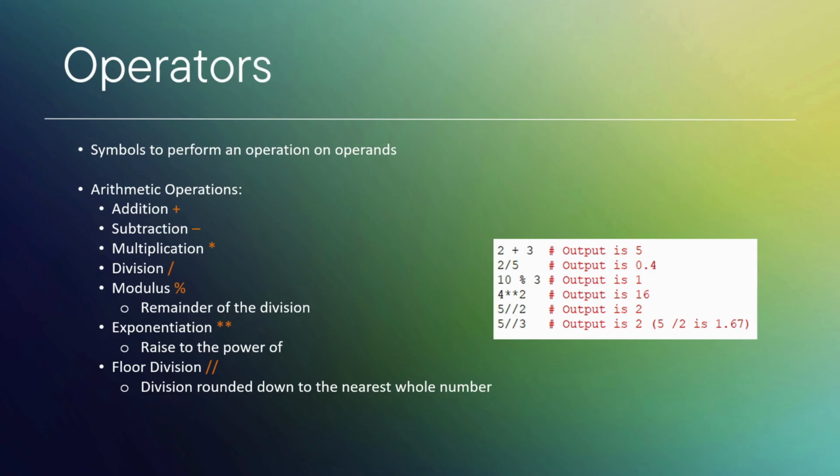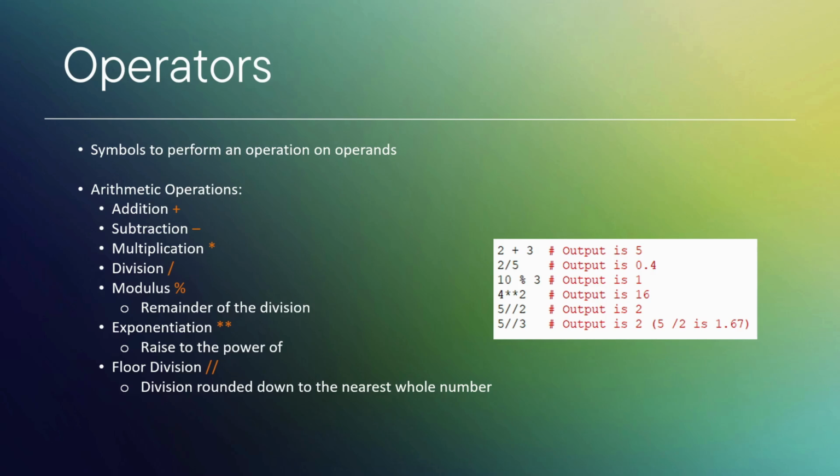Let's talk about the modulus. The modulus operator gives us the remainder of the division. On the right side, you can see in the third example, 10 modulus 3. So if you divide 10 by 3, then it gives you a value of 9 and 1 is the remainder. So this operation will give you an output of 1, that is the remainder of a division.